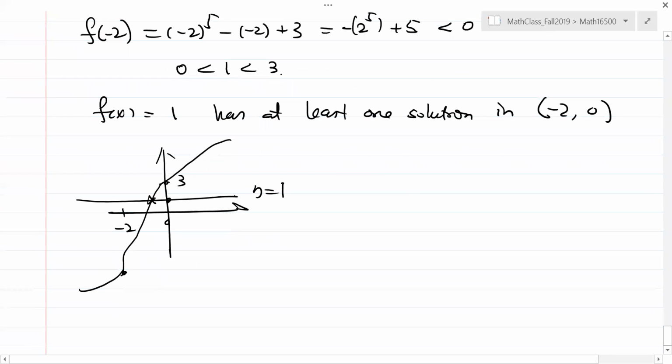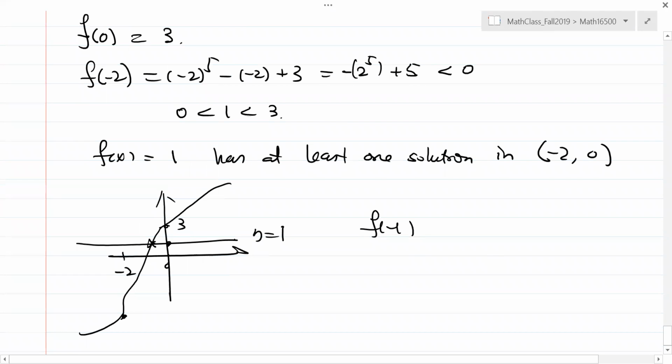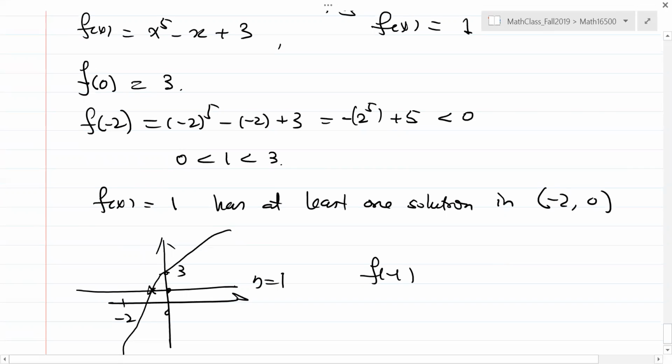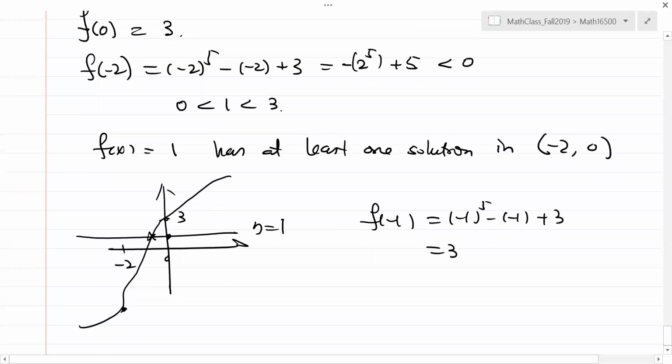But I also want to look at the value of f of -1. If I look at the value of f of -1, I want to see what that is. This is going to be -1 to the 5th minus -1 plus 3, all right? So this will be -1, it actually cancels out. It's a 3. So when x equals -1, it goes back.